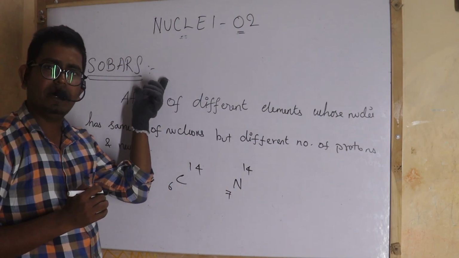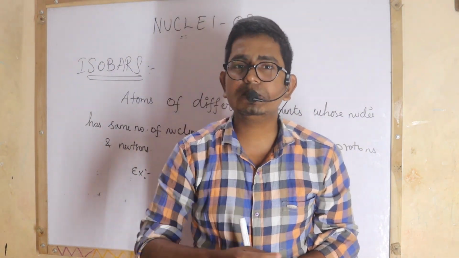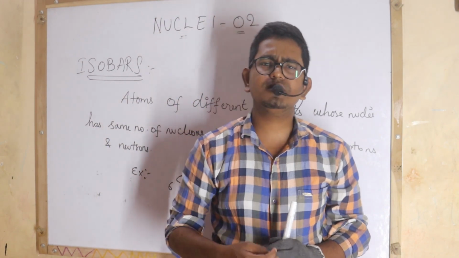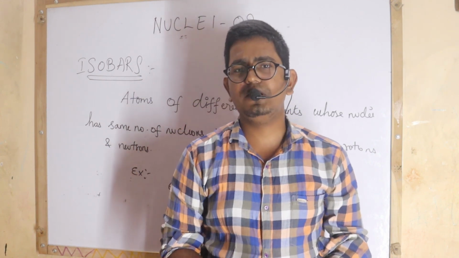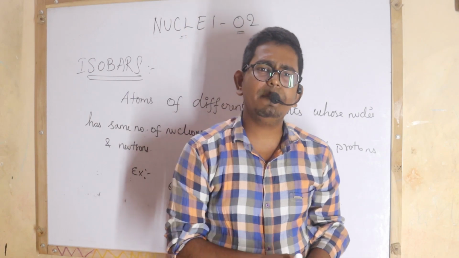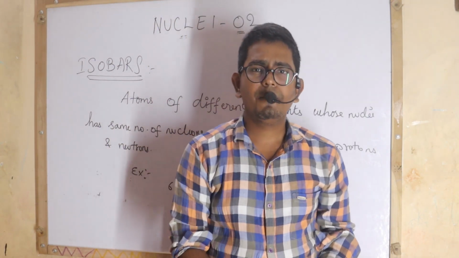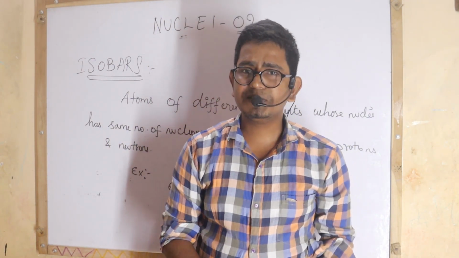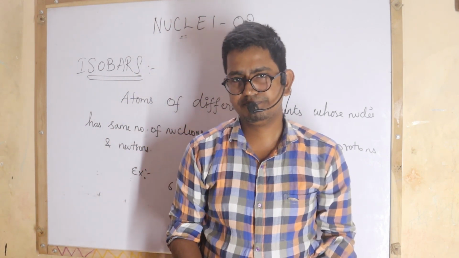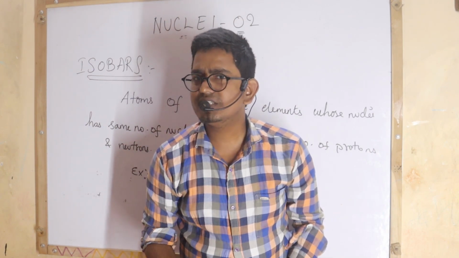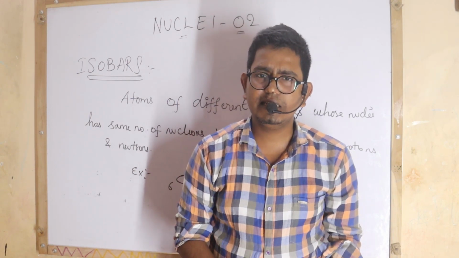So the definition of isobar is atoms of different elements, and speaking about different elements, that means my element is going to be changed. As you know, whenever we are speaking about different elements, the atomic number is the characteristic property of an element. If we are speaking about the same element, my atomic number should be same. If I am speaking about different elements, then for sure my atomic number is going to vary. As my atomic number varies, the number of protons will also be different. Because what is the definition of the atomic number? Atomic number is nothing but the total number of protons present inside the nucleus.